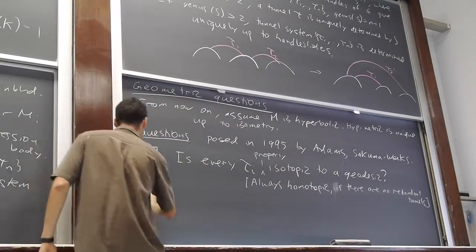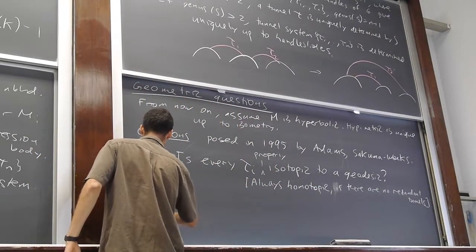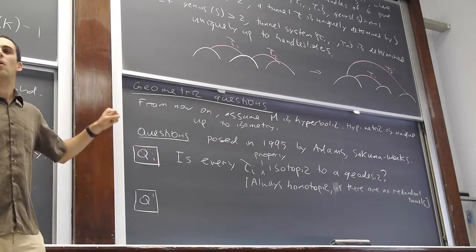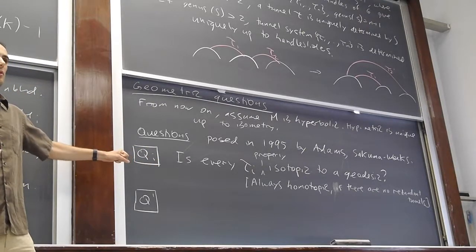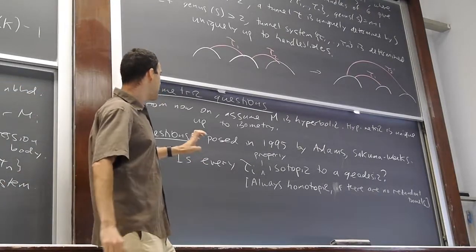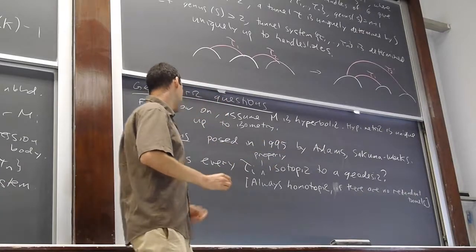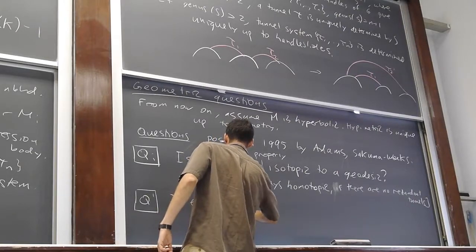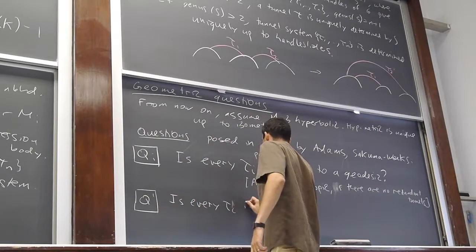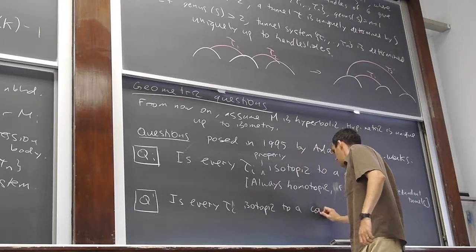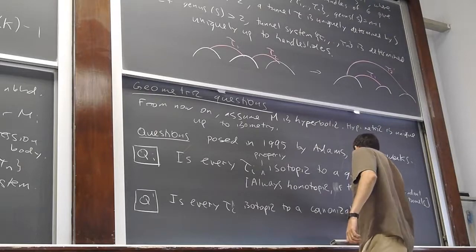And a second question, which is perhaps a stronger form of asking the same question, and this is really kind of an example of what Nathan earlier in the week called quantitative rigidity, or WYSIWYG topology, is we want these to somehow reflect the geometry in a particular way. So is every tau-i isotopic to a canonical geodesic?